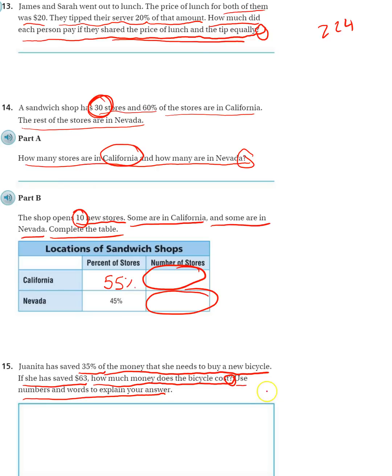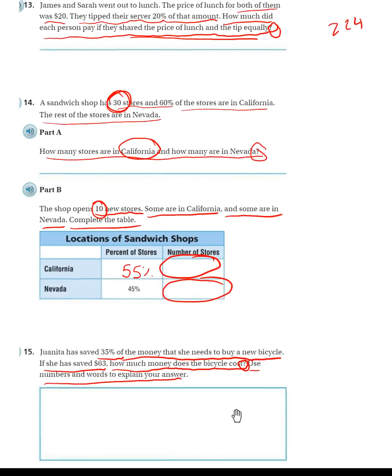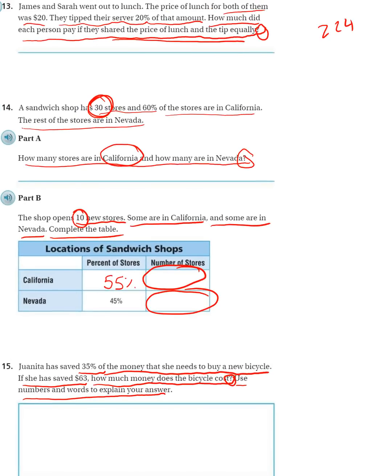So now we've switched to what we were doing, I believe it was yesterday. Oops, sorry about that. Now we need to see $63 is 35% of what? So now we do that setup that we were doing yesterday, where we change the percent to a ratio.